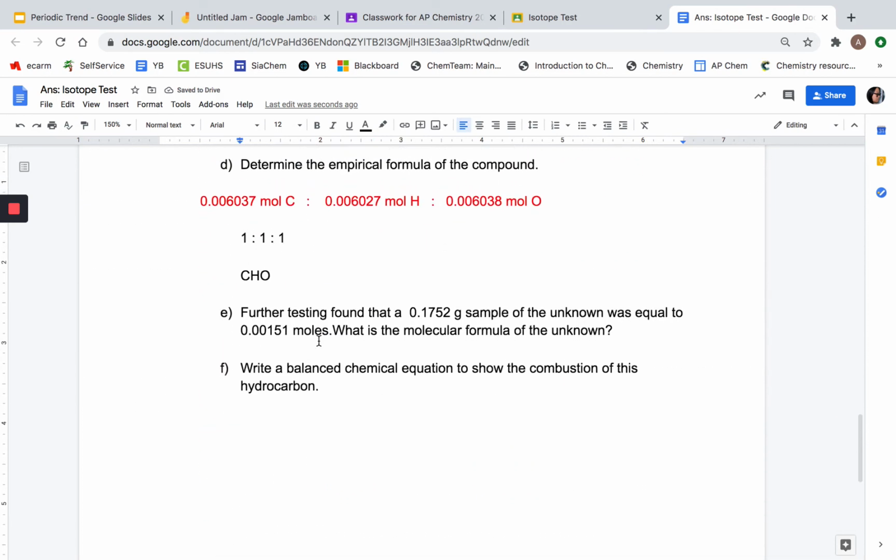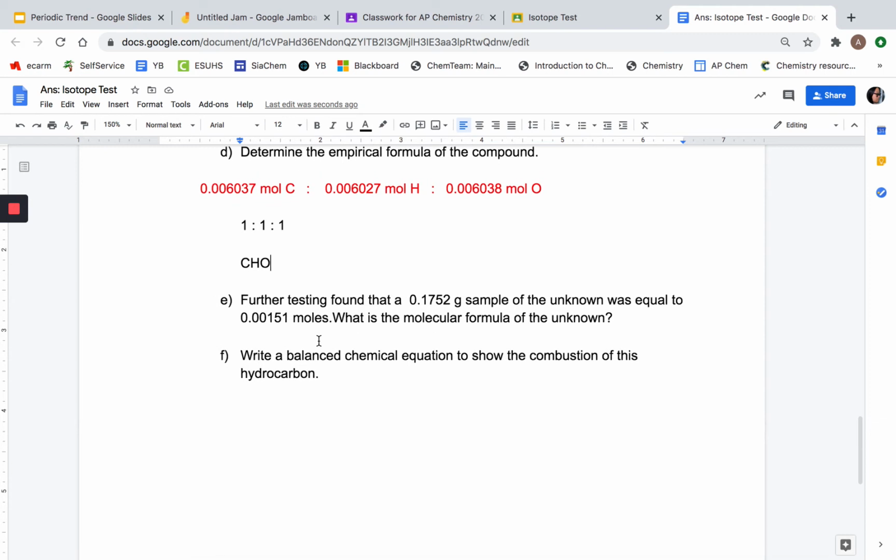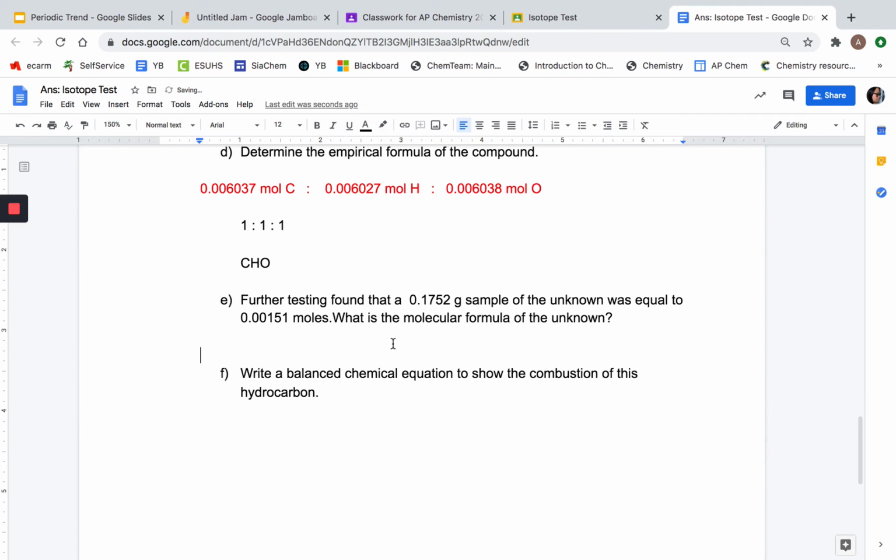I have a feeling I give a round number, but let's see. And then now here, we want to figure out molecular formula. Before we do it, we need to find the molar mass first. That's easy. We got gram, we got mole. Molar mass is simply gram over mole. So we're gonna go ahead and do that.